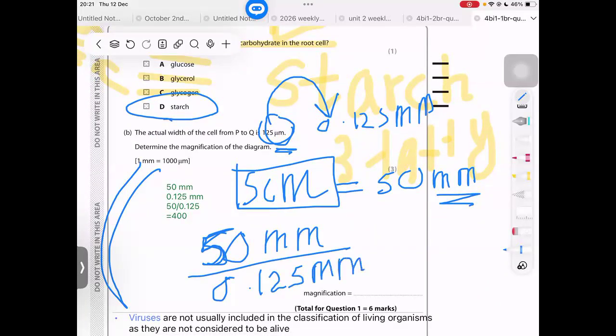0.125 millimeters. So always the magnified length divided by the actual length, you can get the magnification. If you have done this, you will get 400 as the answer, right? You will get 400 as the answer. You don't need any units for this. Why? Millimeters cancel.